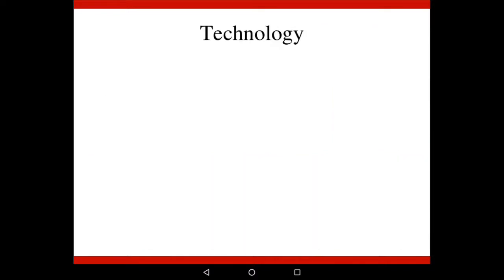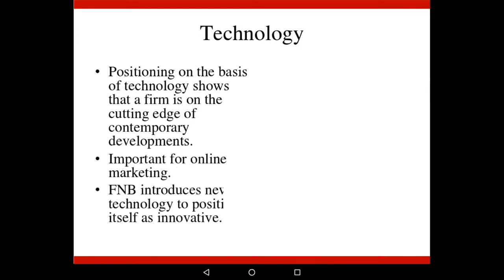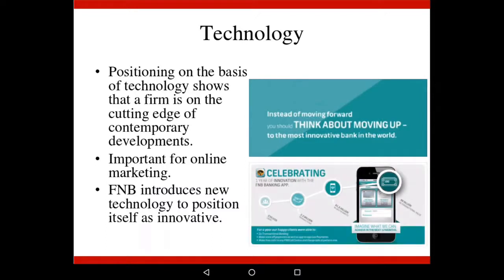Then we have technology. Positioning on the basis of technology shows that a firm is on the cutting edge of contemporary developments. It's very important for online marketing, and FNB is often introducing new technology to position itself as innovative. Here you can see one of their ads. Instead of moving forward, you should think about moving up to the most innovative bank in the world. And here is an example where they are celebrating 1 year of innovation with their FNB banking app, and they're showing you how innovative they've become. So they're using technology to position themselves. Join us because we have innovative technology that we're using all the time.